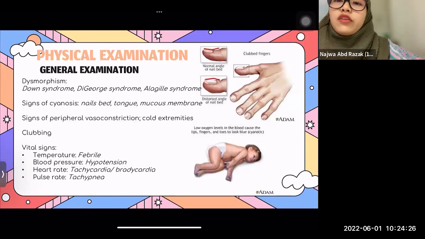In physical examination, if we are dealing with a sick child, it is important to take note of any dysmorphic features, as certain syndromes are associated with higher incidence of cardiac abnormality, for example, Down syndrome, DiGeorge, and Alagille syndrome. In general examination also, we need to look for signs of cyanosis, central and peripheral cyanosis, and also any peripheral vasoconstriction, for example, cold extremities, and also clubbing. Vital signs are important, especially in the case of shock. Okay, next.